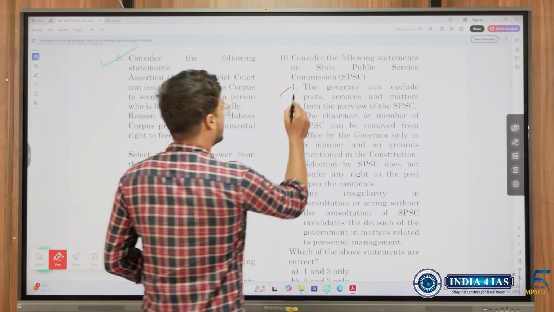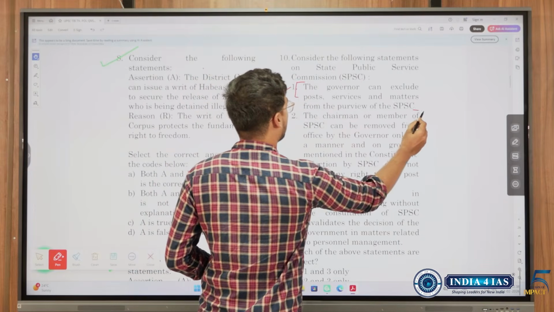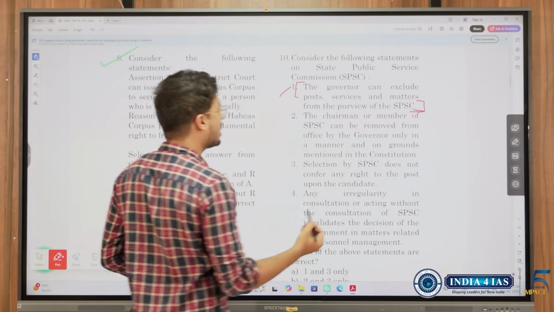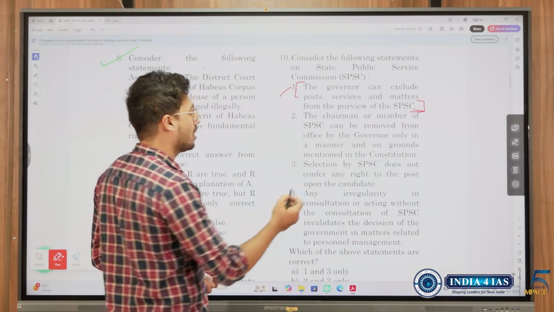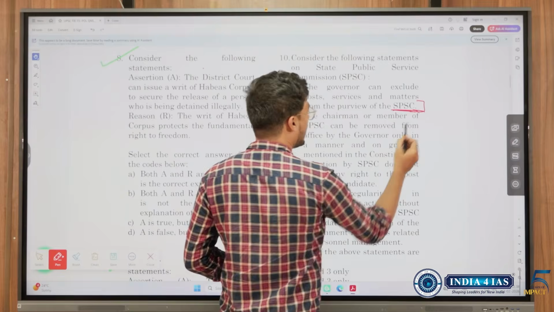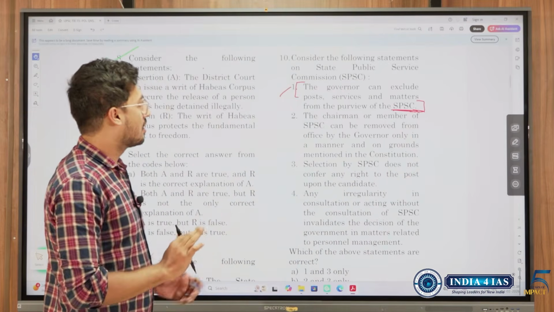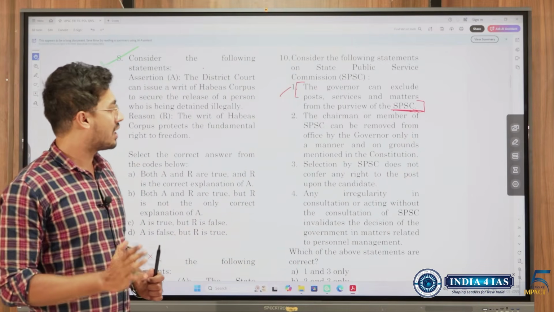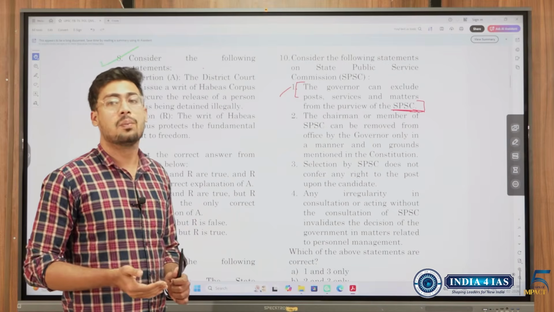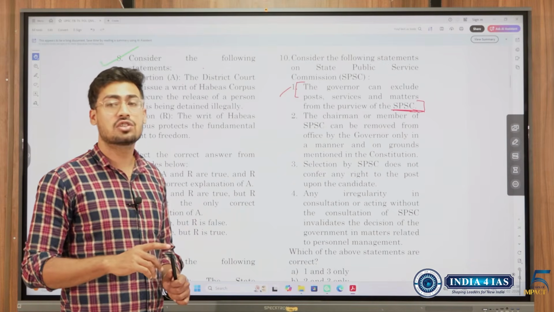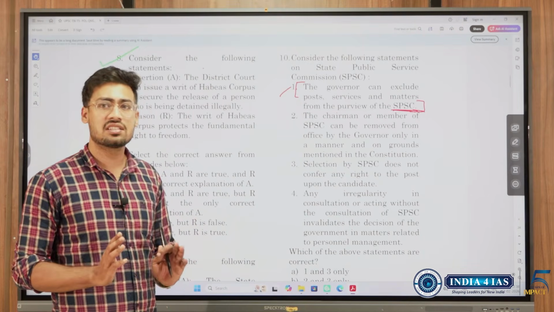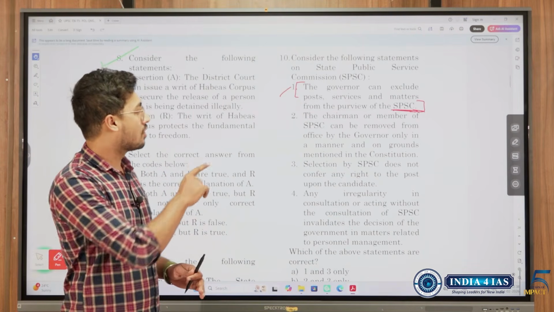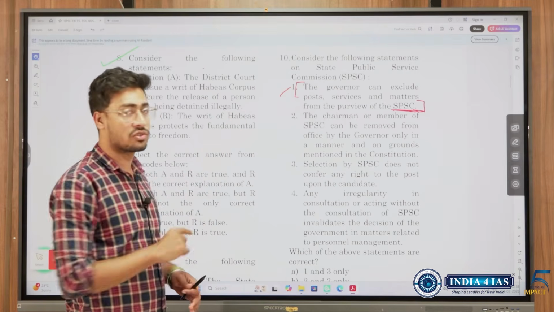See, now this is a fact which I want you to make a note of. The Governor can exclude posts, services and matters from the purview of SPSC. Now this is an incomplete statement as such, but this is correct. The Governor can exclude posts, services and matters from the purview of SPSC, but such regulation needs to get the approval of the state legislature.